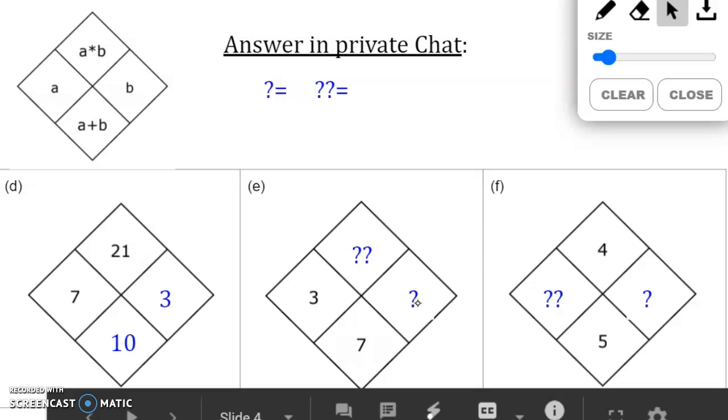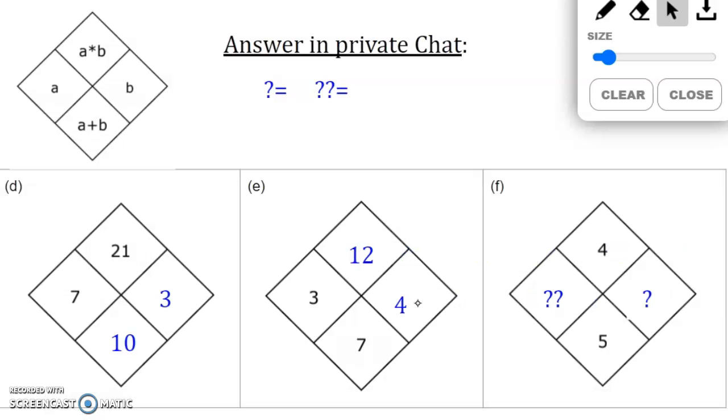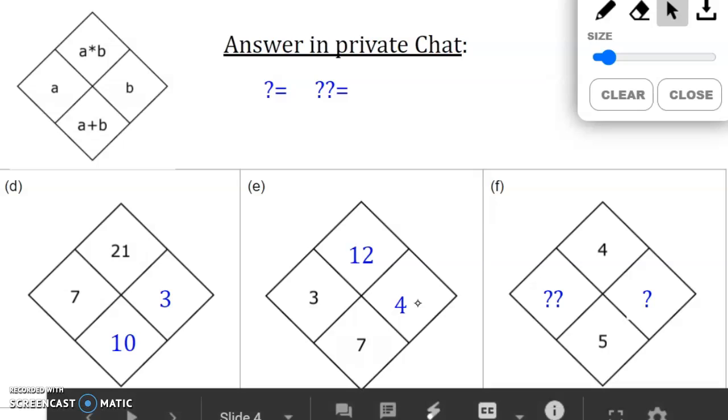What about this problem? This time you know one of the numbers and the sum of the two numbers. That means 3 plus some number is equal to 7. What does the second number have to be? This has to be 4. If that is so, then what is the top number going to be? 3 times 4 is 12, so it has to be 12.